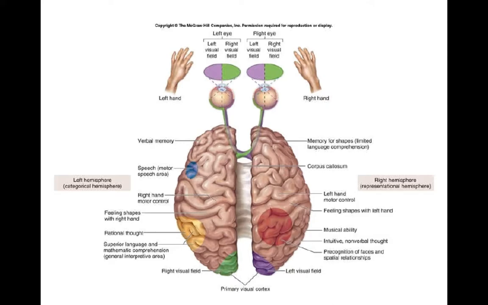And so we can see here from this picture, this model, how different parts of the brain specialize in different functions. And even the left to the right side of the brain deal with a lot of different things.